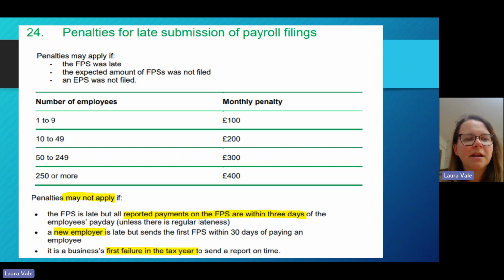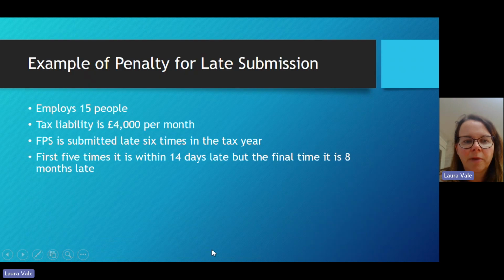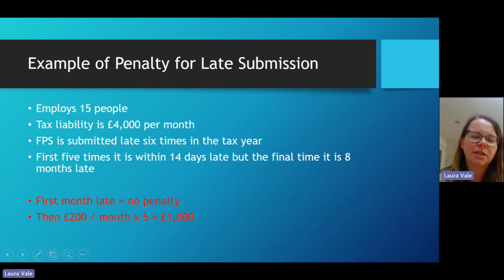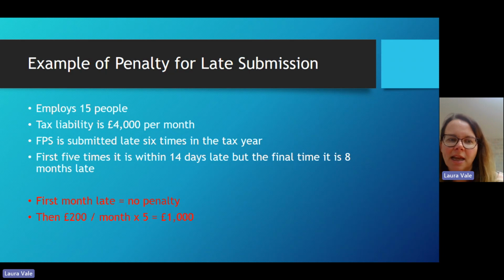So we've got 15 employees, so we're looking at £200 per month. And then don't forget the first failure is kind of allowed. So how late it is is actually irrelevant here. We will just have no penalty for the first month and then £200 per month for the other 5 months, so £1,000 penalty for the late submission.